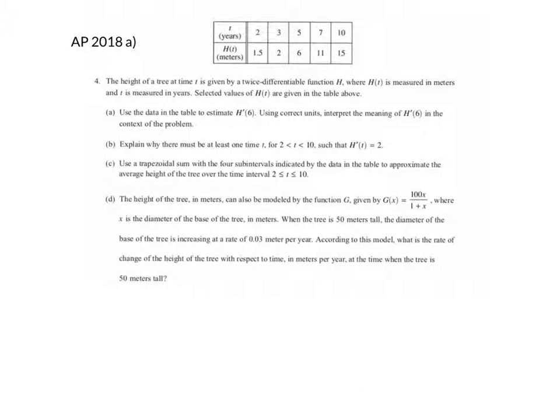All right, so in this one, AP 2018A, we've got the height of a tree at time t, given by a twice differentiable function h, and then h is measured in meters and t is measured in years, and then selected values of h are given in this table right here. We're going to be taking a look at part A, where we're being asked to estimate h prime of 6. So let's write that down. Let's estimate h prime of 6.